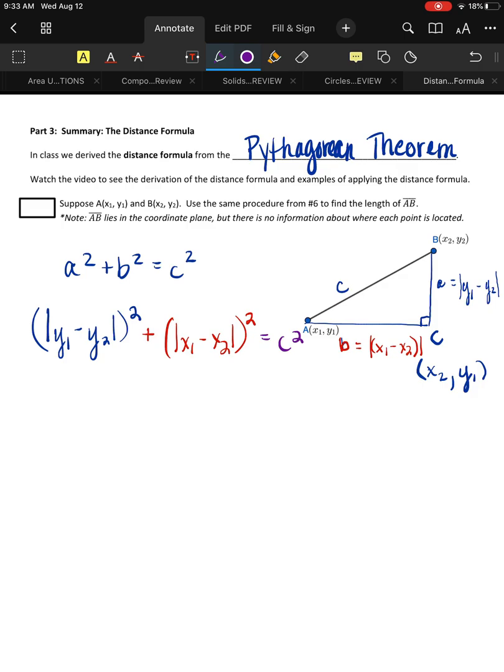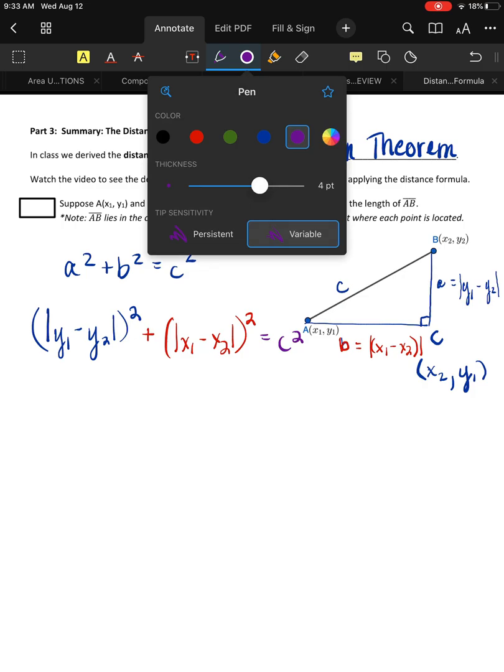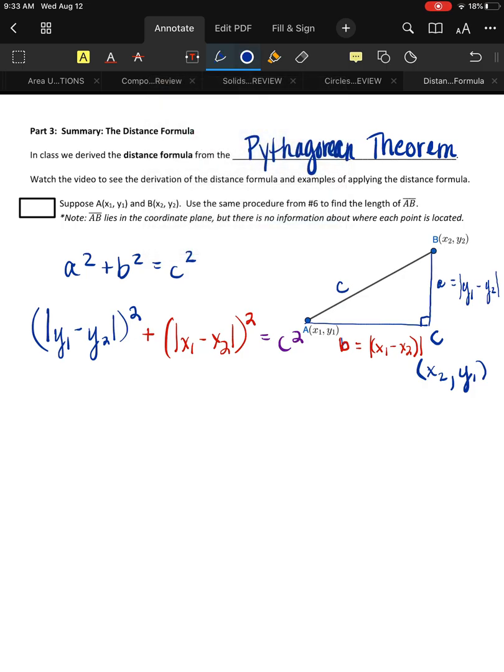Okay, now if we think about this algebraically, even if this number is negative and we don't take the absolute value of it, as soon as we square it, it takes care of the negative issue of distance. So we actually can get rid of the absolute value because we're squaring these quantities. So we can simplify this to y sub 1 minus y sub 2 quantity squared plus x sub 1 minus x sub 2 quantity squared. And all of this is equal to c squared.